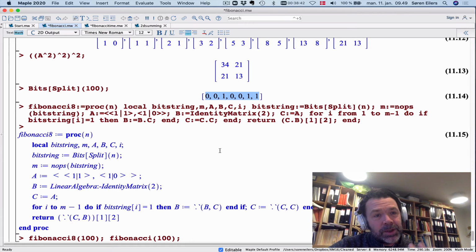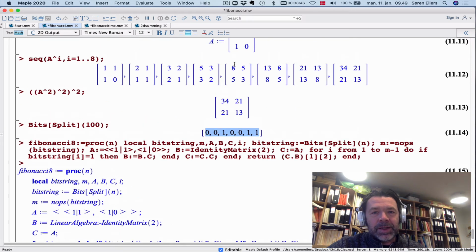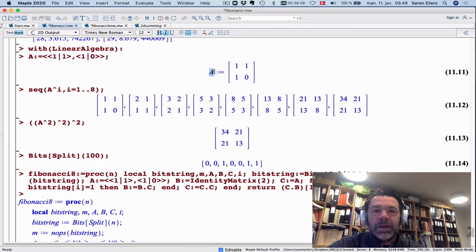Then what I can do in order to compute the 100th Fibonacci number, essentially I need to compute this matrix here, A, lifted to the 100th power. Right? So I multiply it by itself 100 times, but I can save time because I can compute A to the 64 by squaring A to the 32. And I can compute A to the 32 by squaring A to the 16, and so on.